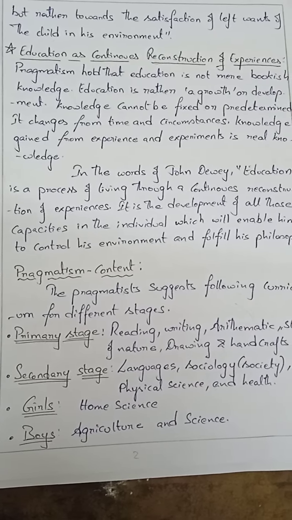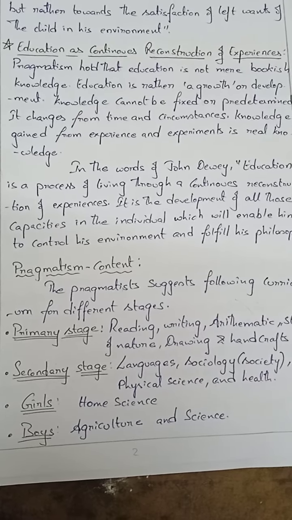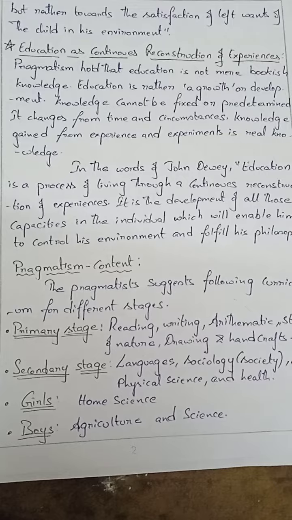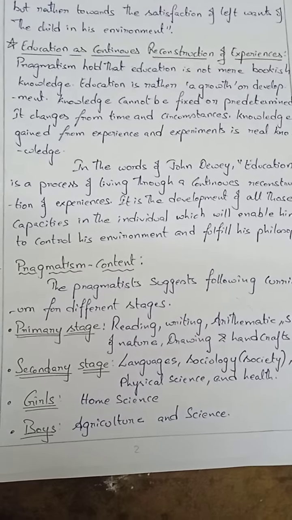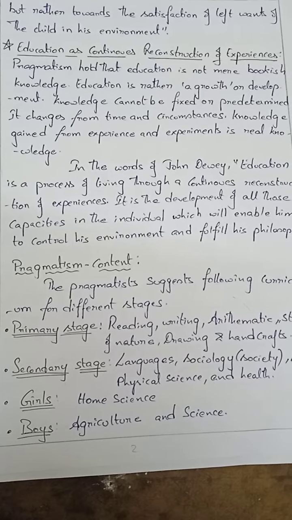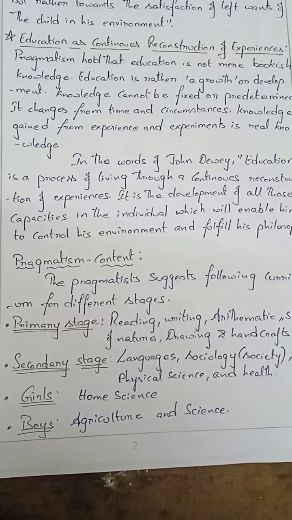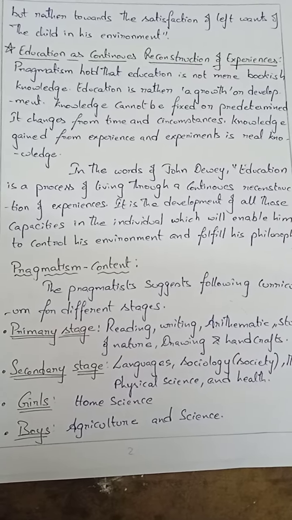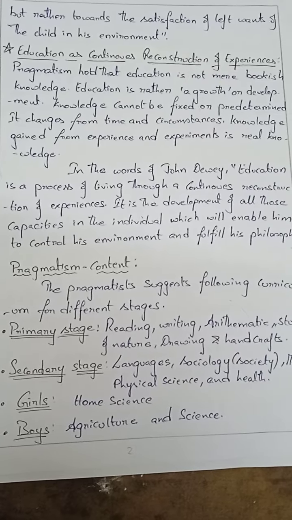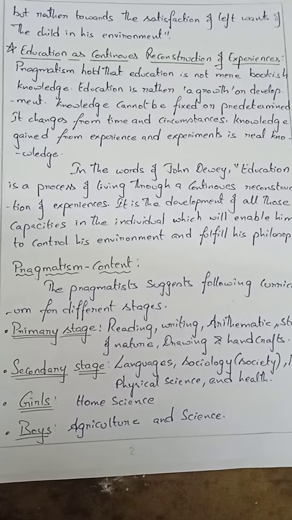Pragmatism holds that education is not mere bookish knowledge; education is rather growth or development. Knowledge cannot be fixed or predetermined; it changes with time and circumstances. Knowledge gained from experiences and experiments is real knowledge. In the words of John Dewey, education is a process of living through a continuous reconstruction of experiences. It is the development of all those capacities in the individual which will enable him to control his environment and fulfill his possibilities.